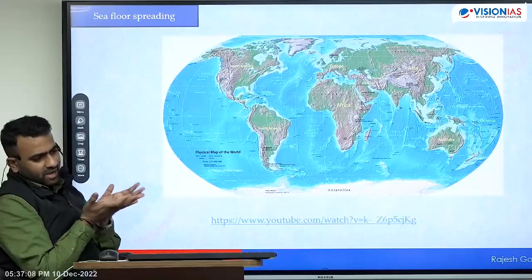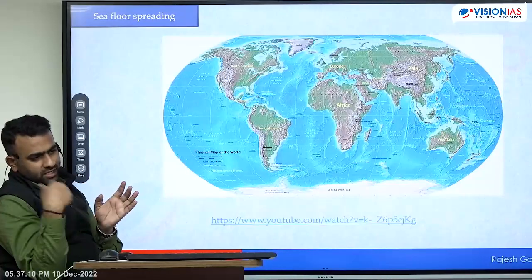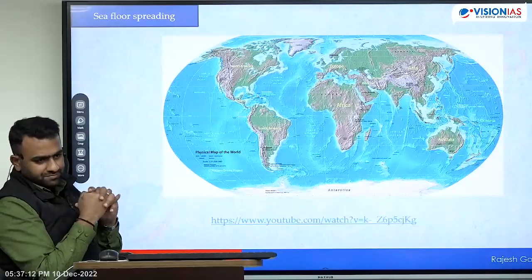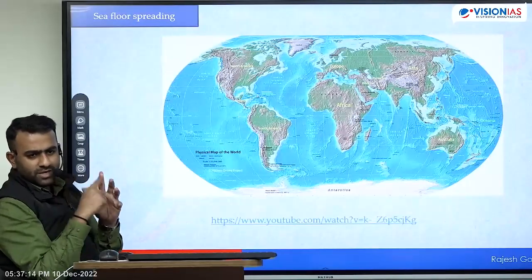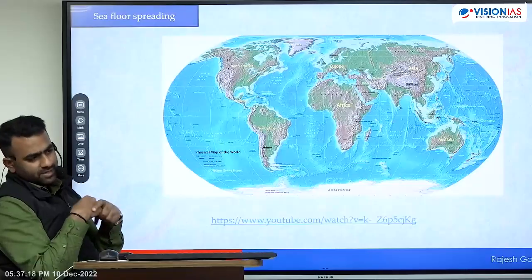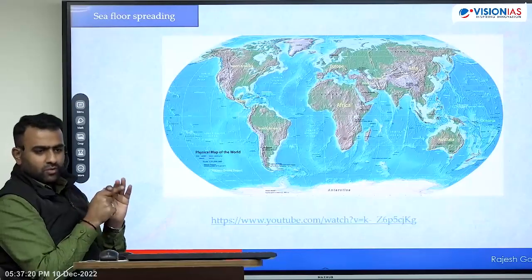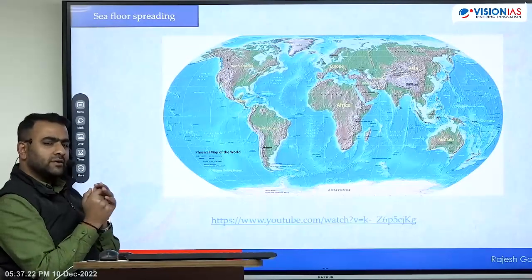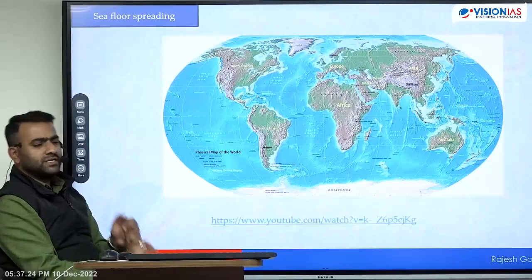The rising magma on one end creates oceanic crust, on another end it causes the destruction. It also causes the mountains to form, earthquakes to happen, volcanic eruptions to happen. Oceanic crust continuously gets created, continuously gets destroyed, but the continental crust remains the same.